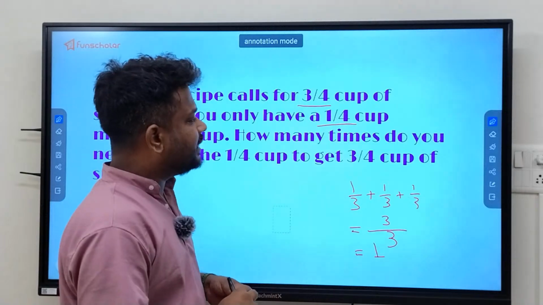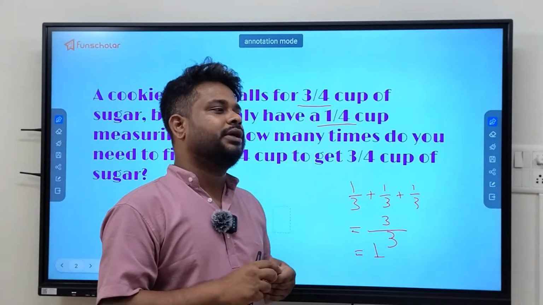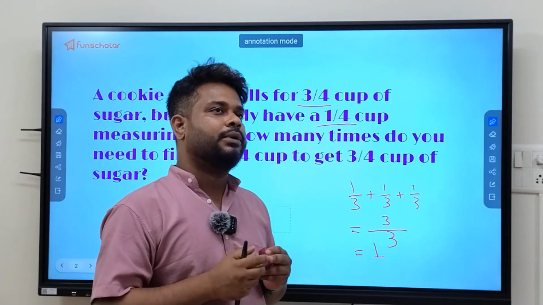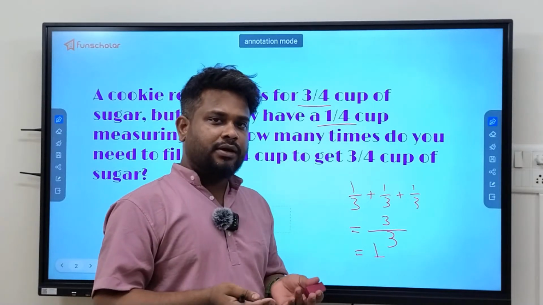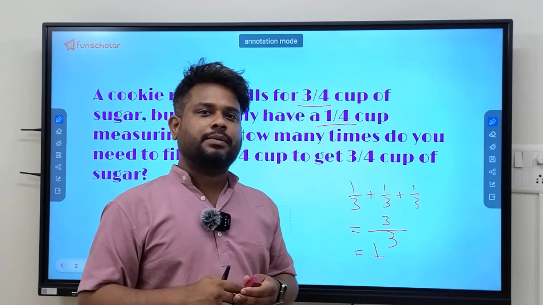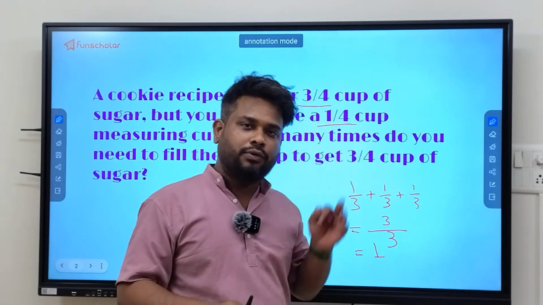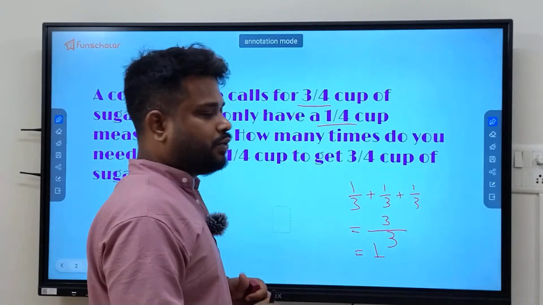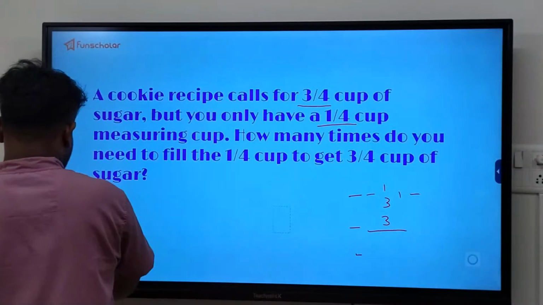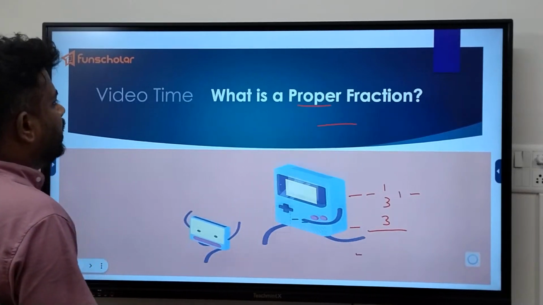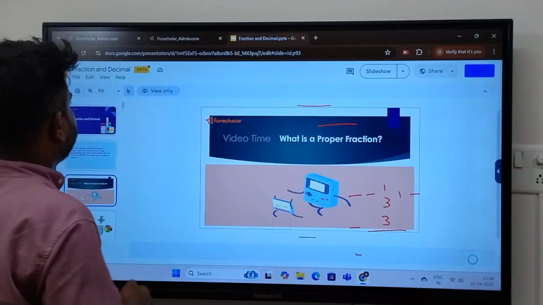From this we can tell that every fraction can be turned into a whole number, or every whole number can be turned into a fraction just by multiplying or subtracting something from it. We will learn more about this in this chapter. Let's go to the next one. Let's play a video here to understand it a little better.